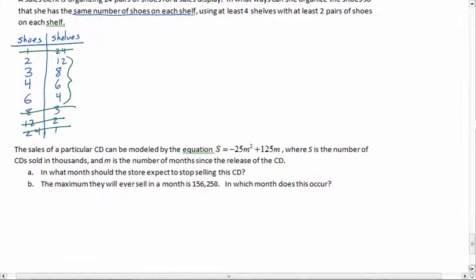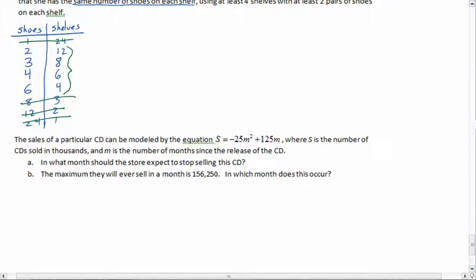Let's go on and look at the next one. The sales of a particular CD can be modeled by this given equation, where S is the number of CDs sold in thousands, and M is the number of months since the release of the CD. So A, in what month should they expect to stop selling the CD? All right, well, what does that have to do with this equation? Remember, S is the number of CDs sold, and M is the number of months. So it's asking in what month, therefore M can be our variable, and it says stop selling CDs.